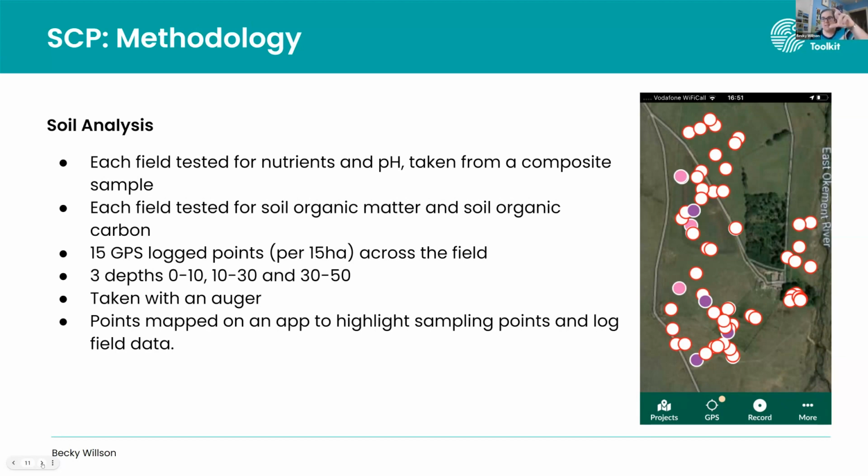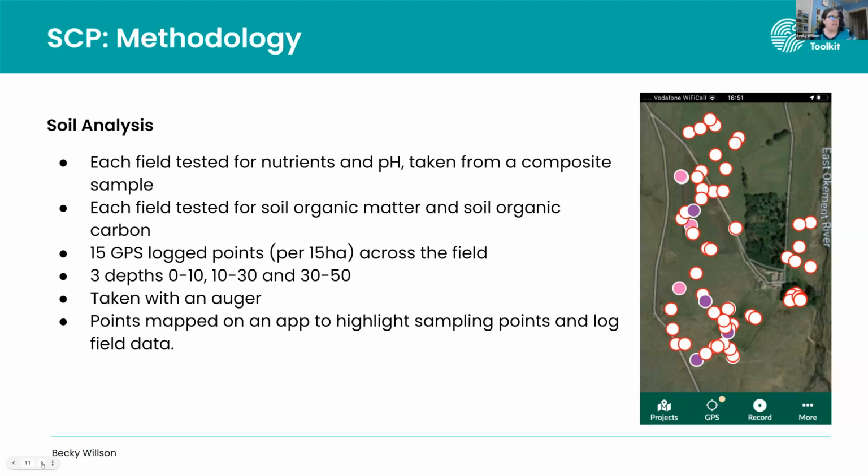So we test at 0 to 10 centimetres, 10 to 30 centimetres, and then 30 to 50 centimetres, if there is that much soil. There are occasions where you're hitting rock before that, but if we do have that amount of soil, then that's what we're testing to. And what we're doing is testing 15 GPS logged points across the field, and all of those mean that we can then revisit those same points when we come back and do retesting.